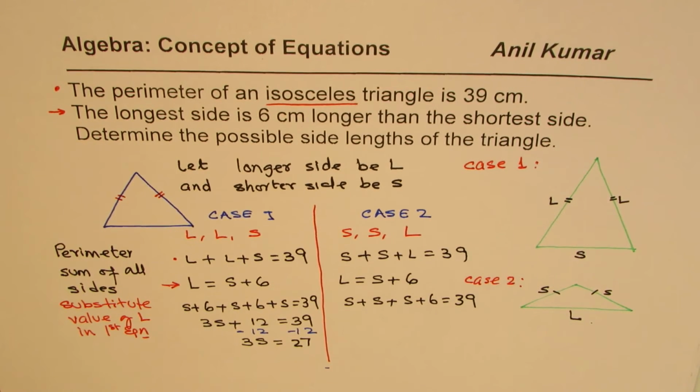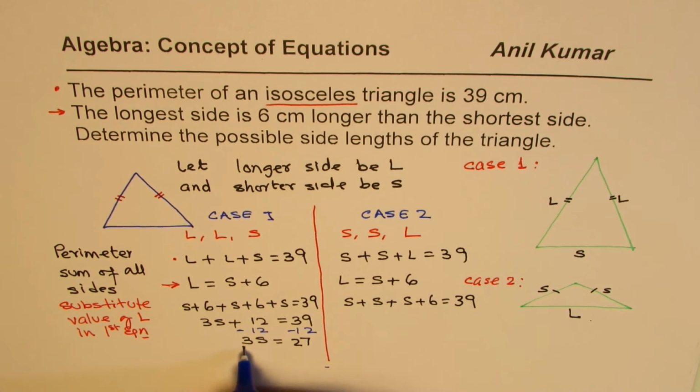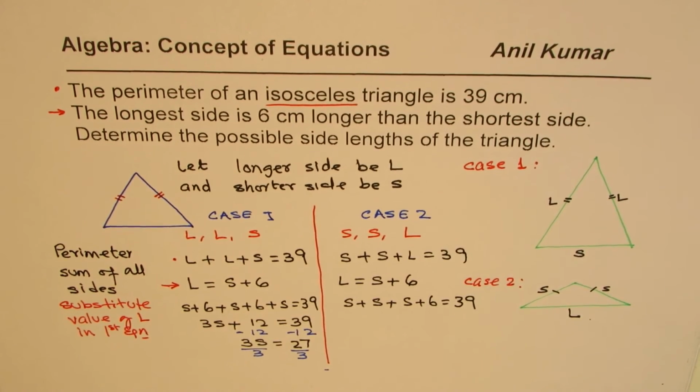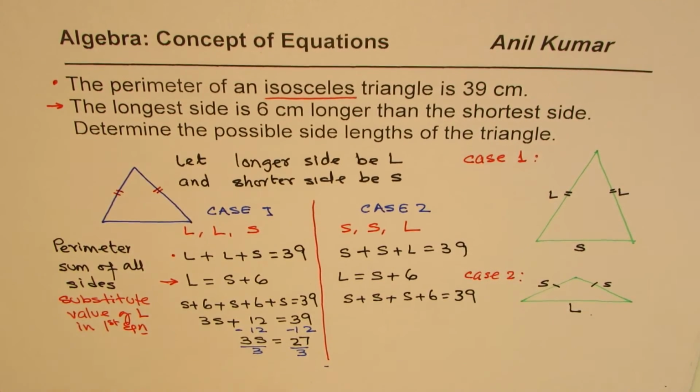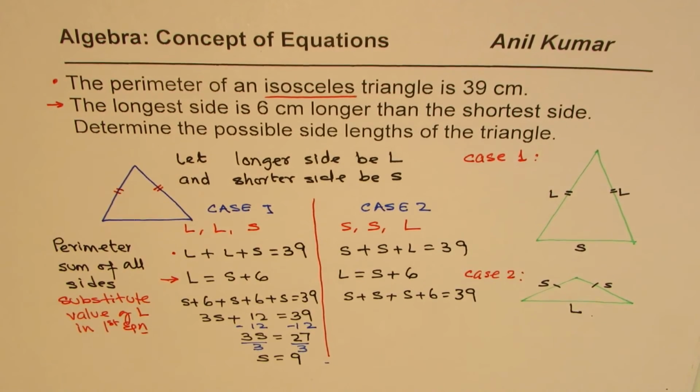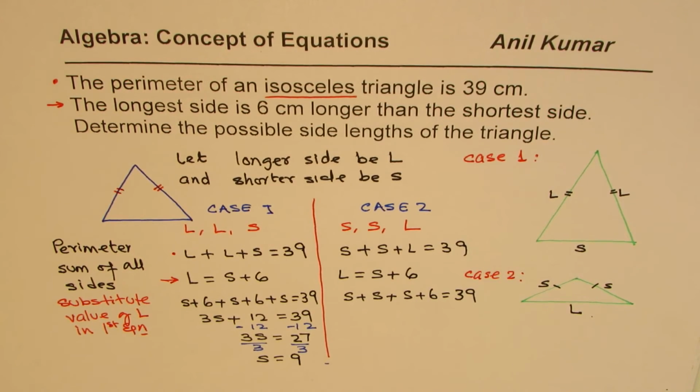Now we'll divide by 3 to find the value of S. If you divide by 3 both the sides, you get S equals 27 divided by 3, which is 9. So we get S equals 9. Do you get it? So we get S equals 9 in case 1. Let us complete the case 1.